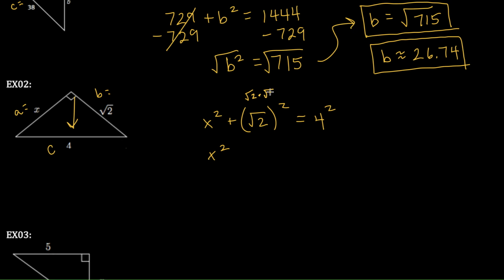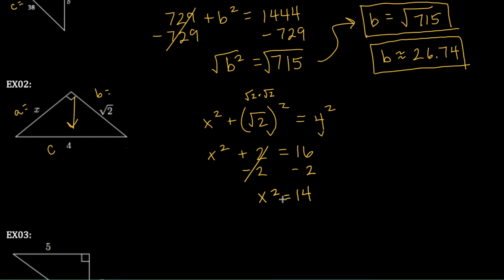times square root of 2. Well, if you're trying to figure out what times what is 2 and you multiply it by what times what is 2, then you just get 2. Remember, this undoes the square root. Equals 16. Subtract 2. You get x squared equals 14.